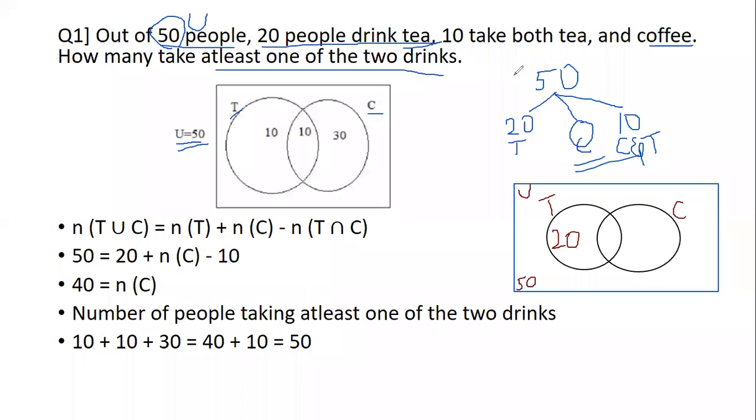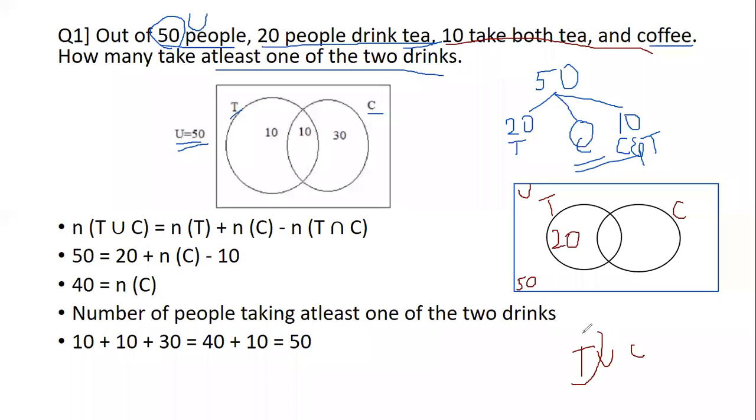Now next, what they're saying is 10 will take both tea and coffee. Now, both tea and coffee means, where do you think I have to write the number? They're talking about both, which means there are a few people who commonly drink tea and coffee. Yes, it is the intersection. Many students yesterday got confused when I say both tea and coffee. It is not union. It is not T union C, because T union C is different.